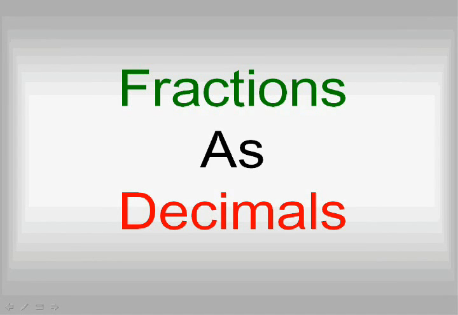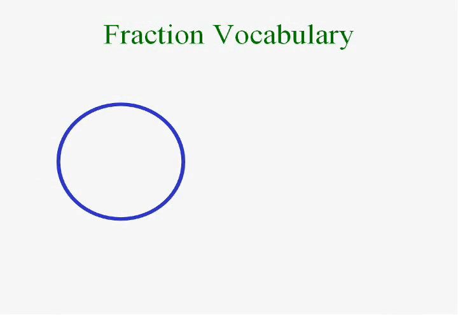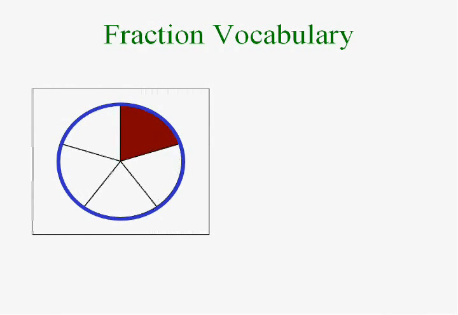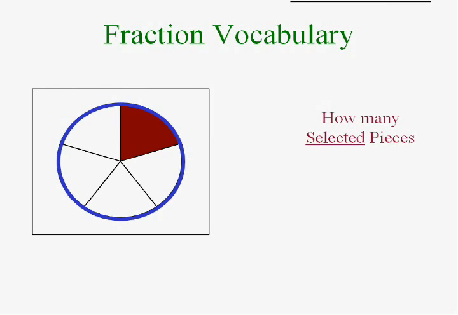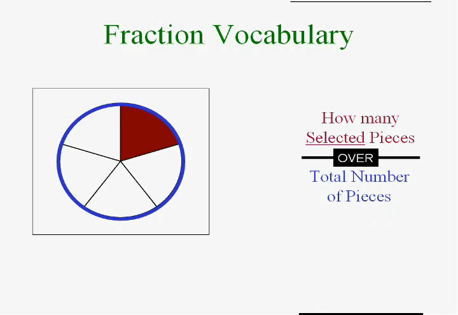After doing a whole chapter on fractions, I want you to see what they look like and how they compare to decimals. Recall that a fraction is a portion of a whole divided into two parts: the selected pieces of the whole over the total number of pieces of that whole.